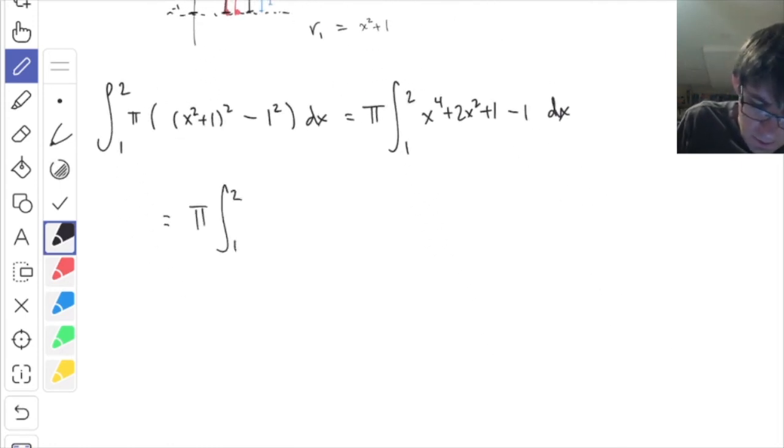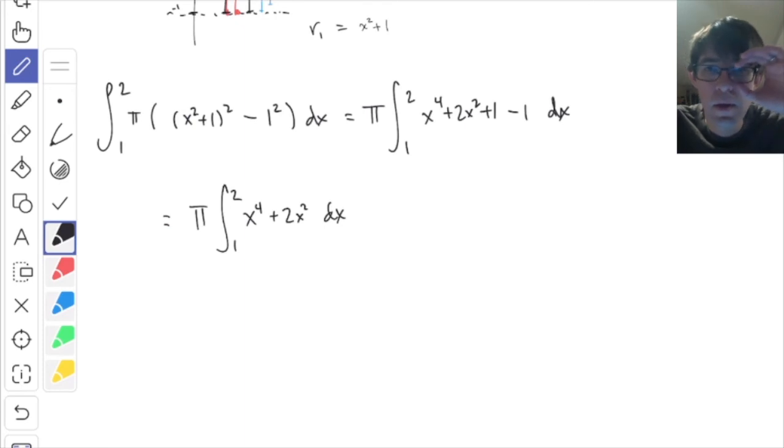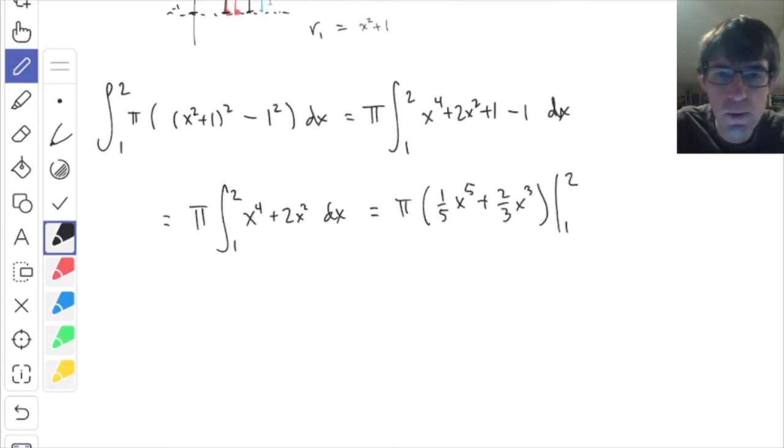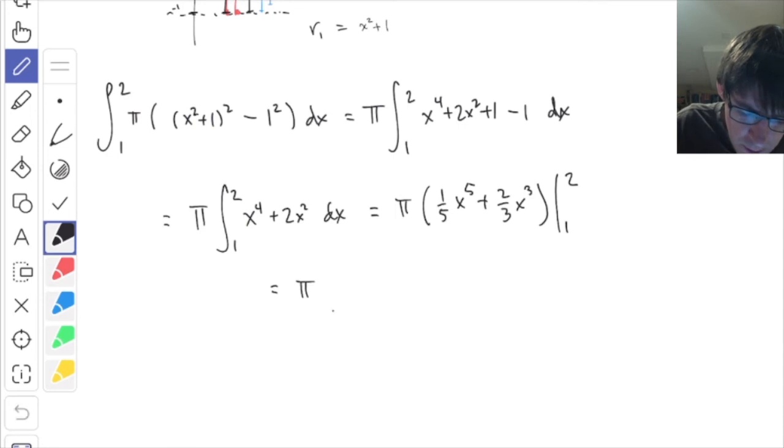Interval 1 to 2. And what remains is x to the 4 plus 2x squared dx. And this works out to be a polynomial. I can handle that. I get 1/5 x to the 5 plus 2/3 x cubed, and I go 1 to 2. And we plug in the numbers. This is how we do it.